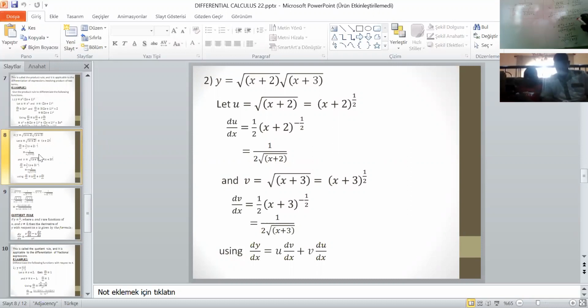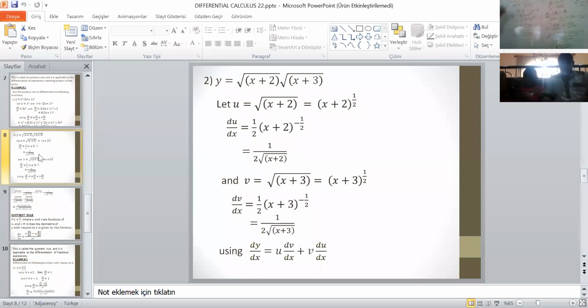Again, I want to re-explain this. The question given to you is this: y is equal to root x plus 2 times root x plus 3. Root x plus 2 is a function of x, and it's being multiplied by root x plus 3. I told you earlier that product means the outcome of multiplying a term, a number, by another one. And that is what is playing out here. Root x plus 2 is being multiplied by root x plus 3.